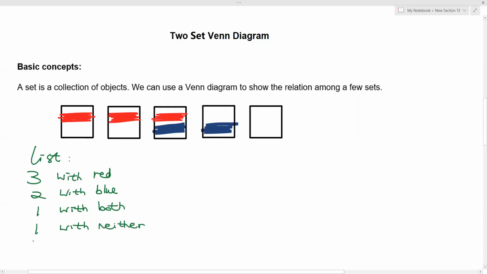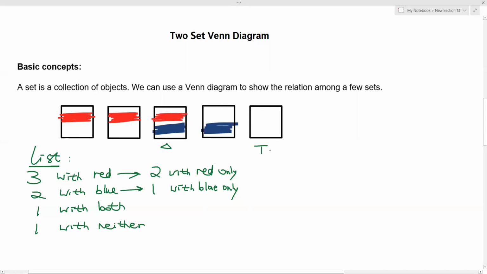And out of the 3 with the red paint, there's only 2 with red only, right? And out of the 2 with blue, there's only 1 with blue only. And why is that? It's because this guy is really special. This guy got 2 paints, 2 different colors of paint. Okay, so this is one method, that you can make a list. You can always do this, right? You can make a list.